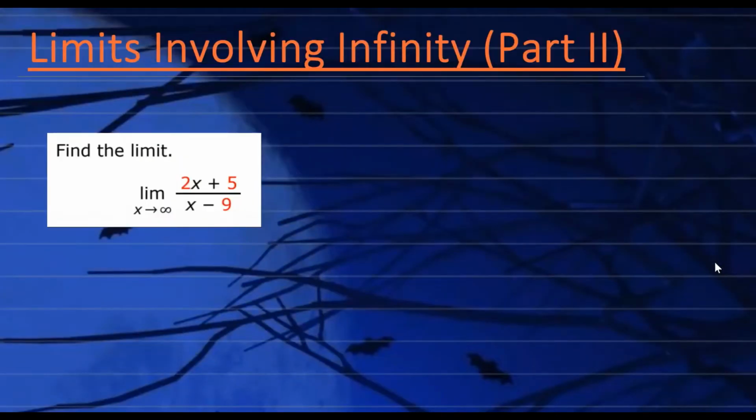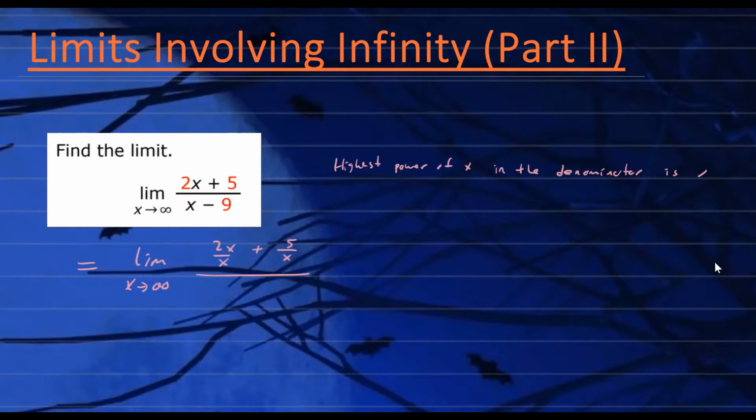You look at the highest power of x in the denominator. The highest power of x in the denominator is x to the 1 power. We take that and divide every single term of this function by that term. So I have the limit as x approaches infinity of 2x over x plus 5 over x, divided by x over x minus 9 over x.